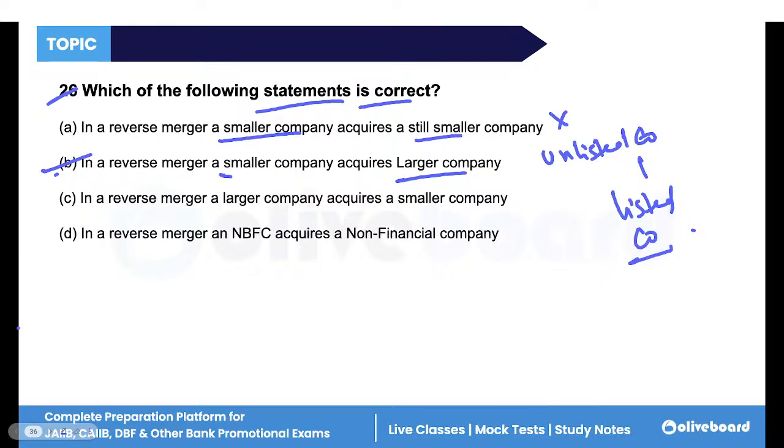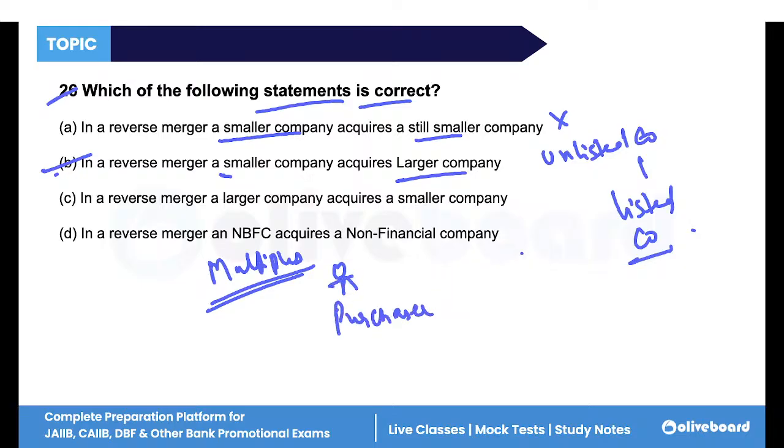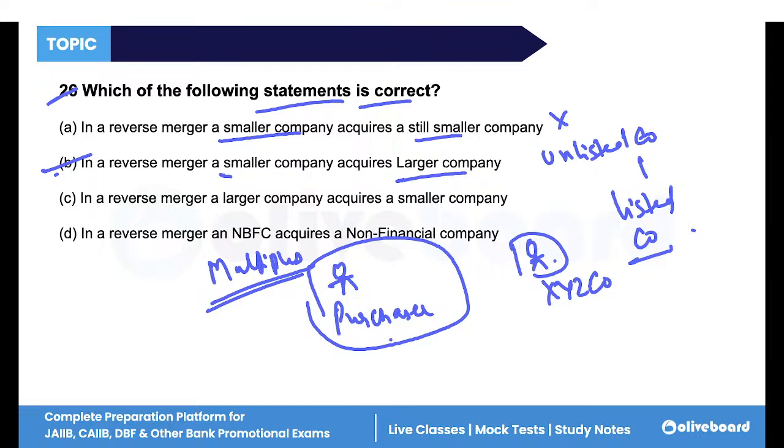Why do we use multiples? Suppose you are a purchaser, you want to purchase a company. This is the seller, this company XYZ Company Limited, and you are the purchaser. You have your company ABC Limited. Now, if you want to purchase this company XYZ, you will do the valuation.